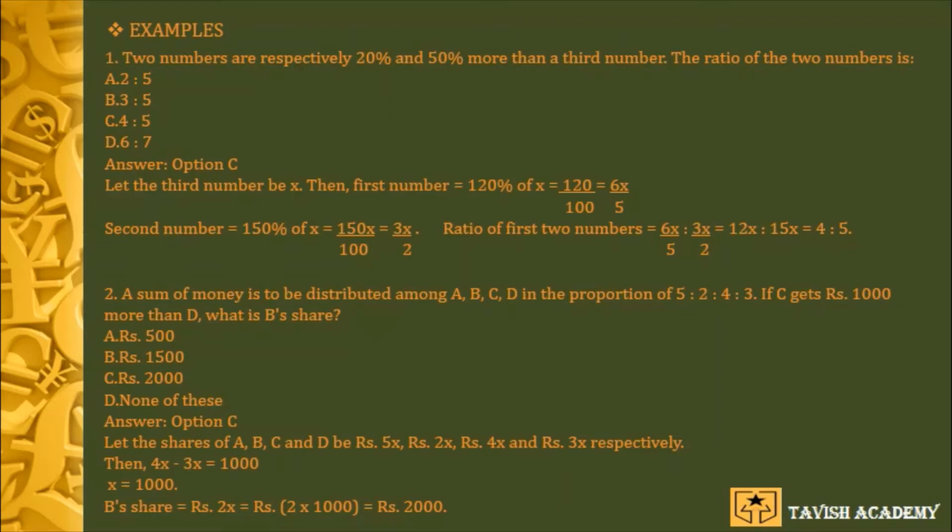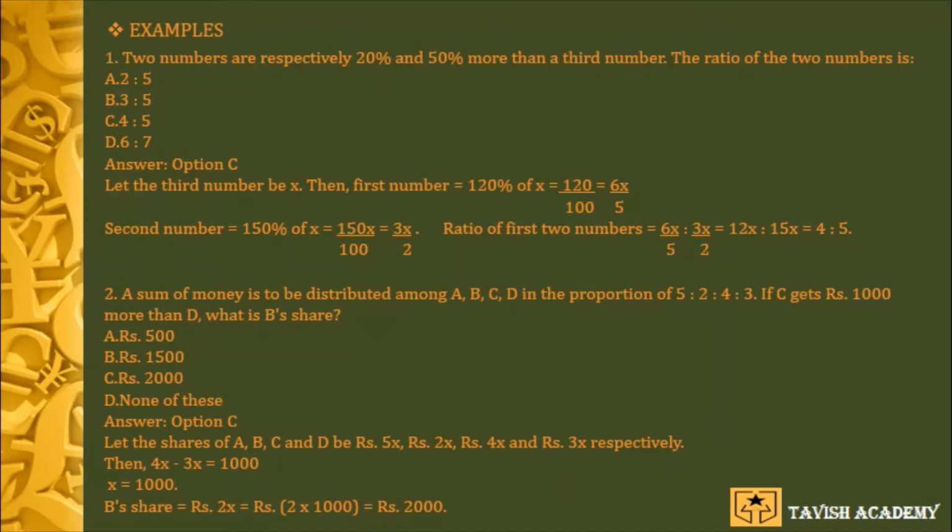Example 2. A sum of money is to be distributed among 4 friends, that is A, B, C, D, in the proportion of 5 is to 2 is to 4 is to 3. If C gets rupees 1000 more than D, what will be B's share? Our options are 500, 1500, 2000 and none of these.